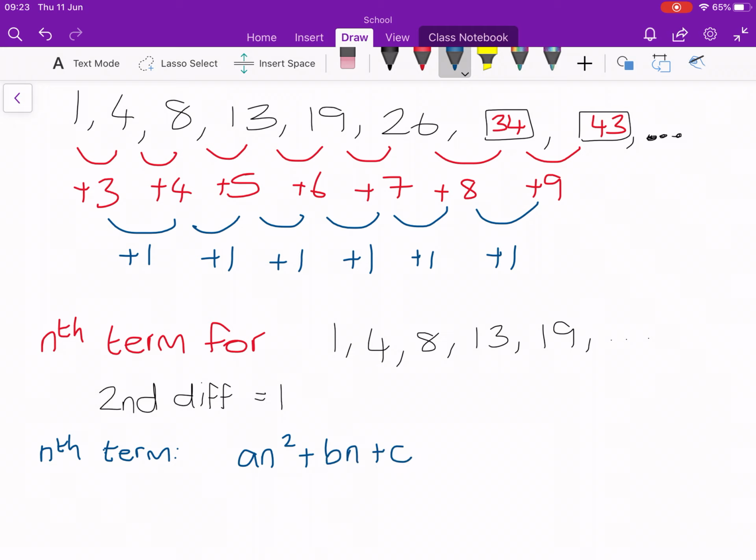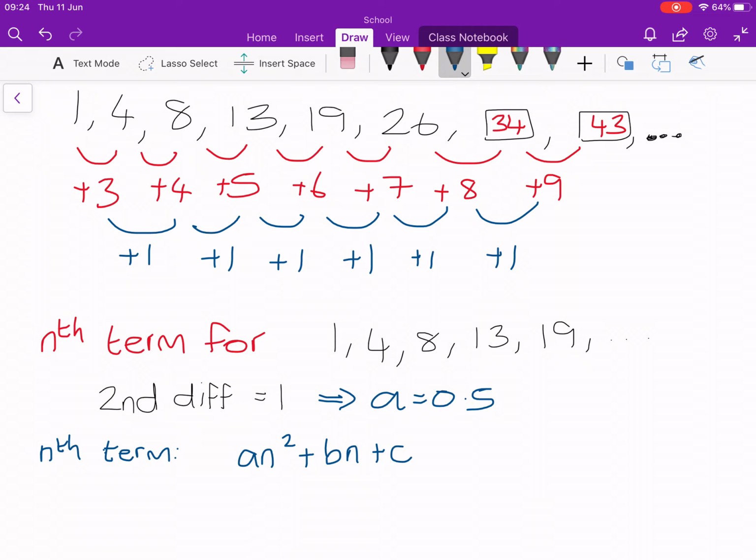So a couple of things for this. The first thing you want to find is what a is. And the rule that you just need to learn is that a is half of the second difference. So if the second difference is 1, that means a is equal to 0.5.